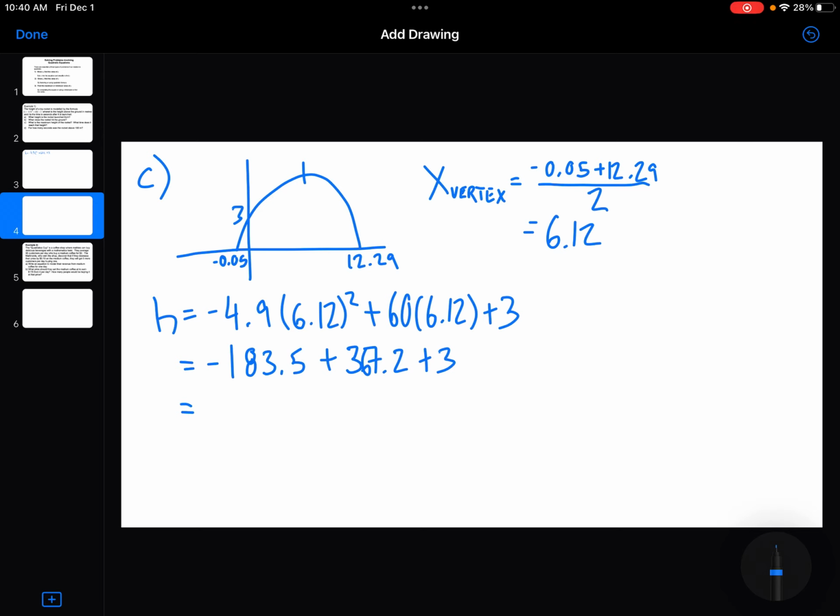So now we're going to get an answer of 186.7. So our vertex, our highest point, therefore the max height, is 186.7 meters at 6.12 seconds.